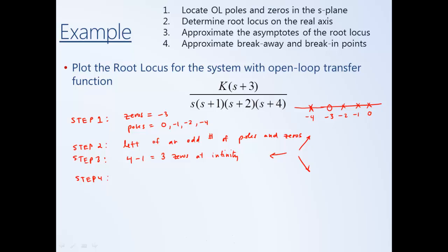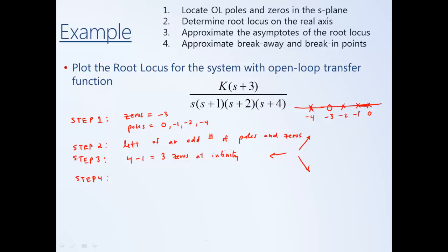So let's go ahead and skip back up to step 2 for a second. The root locus will be located to the left of an odd number. So out here, we're to the left of no elements, 0 elements. 0 is an even number, so this part of the real axis is not on the root locus. In this region, we're to the left of 1 element, 1 pole, and since 1 is odd, we will have a root locus here.